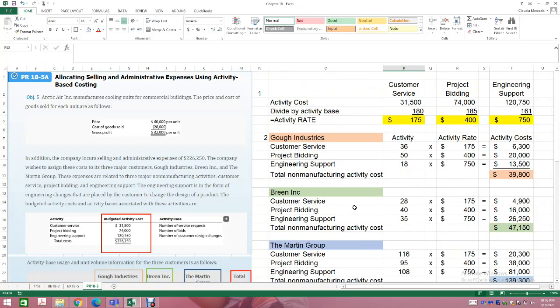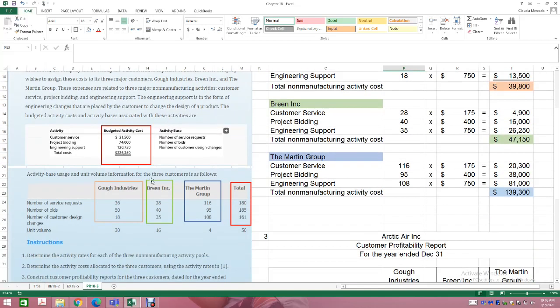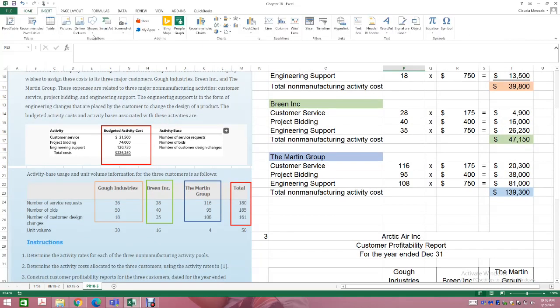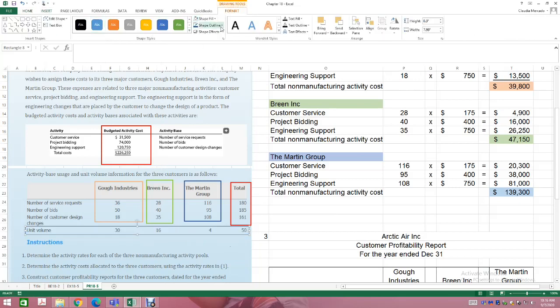No, the revenues were not given to us, but they did tell us that we're selling each product at $60,000. Okay. So we know that we sell each product at $60,000. Now down here, they also told you how many did you sell of each product, the unit volume. Okay, this is how many you sold.